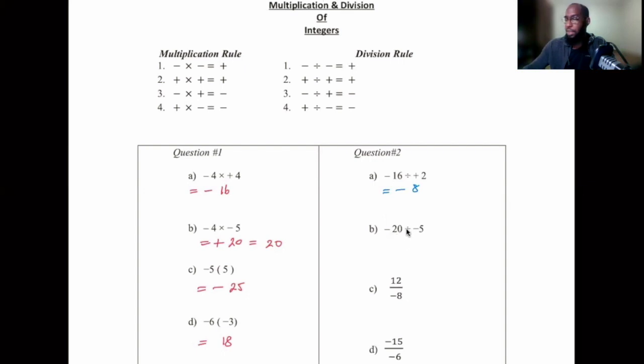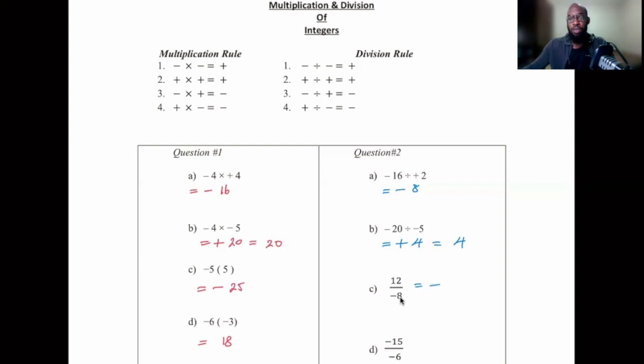Dividing two same signs is a positive. 5 into 20 is 4. So the answer is just 4 rather than plus 4. Now, same thing, dividing two different signs. In front of 12, it has a plus sign. In front of 8, it has a negative sign. Dividing two different signs, negative.